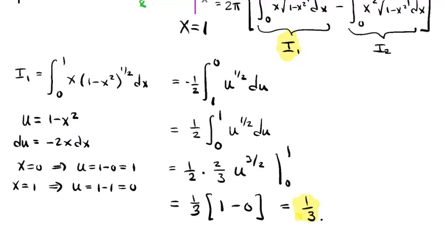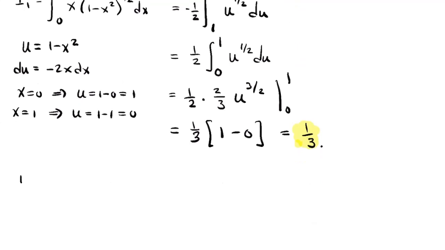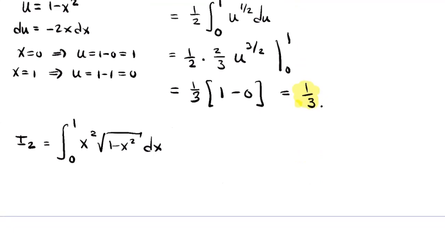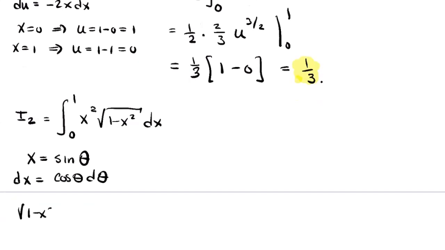Got to compute I2. That's where the trig sub is going to come into play. So let me write it again. You can't see it anymore, but I'll remind you that I2 was the integral from 0 to 1 of x squared times the square root of 1 minus x squared. Hopefully you've studied this stuff, so you know that the trigonometric substitution I should use is x equals 1 times the sine of theta. So dx is equal to the cosine of theta d theta. And our square root term, the square root of 1 minus x squared, is going to simplify to cosine theta after the trigonometric identities are done.